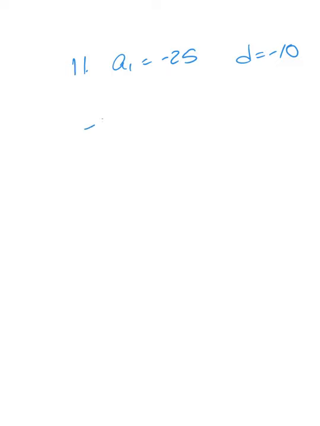So here we got -25. This is so easy it's stupid. We're going to subtract 10 from that, or add -10: -35, -45, and negative 55. They want the next three in the series.